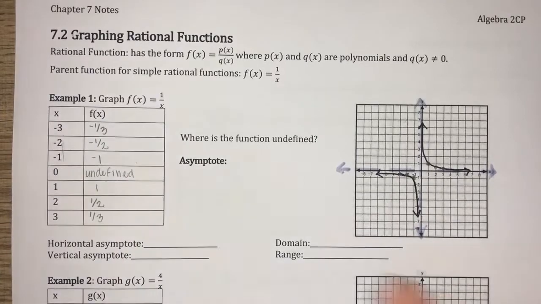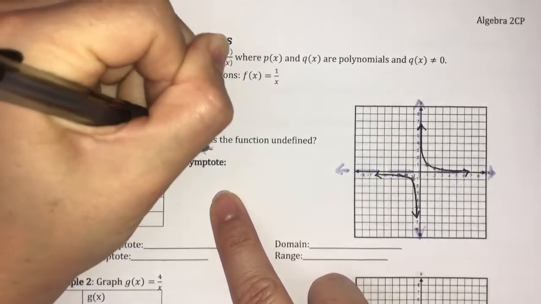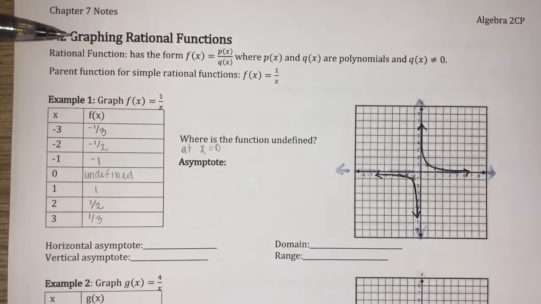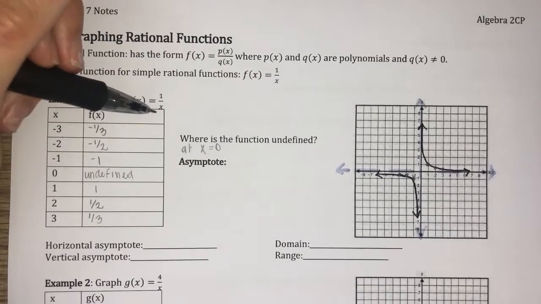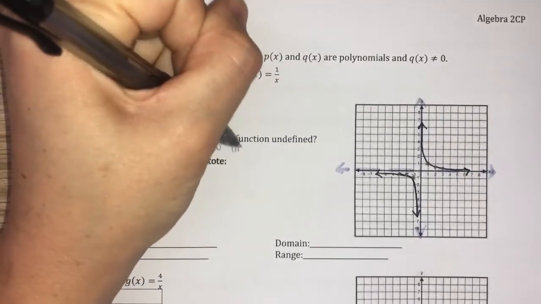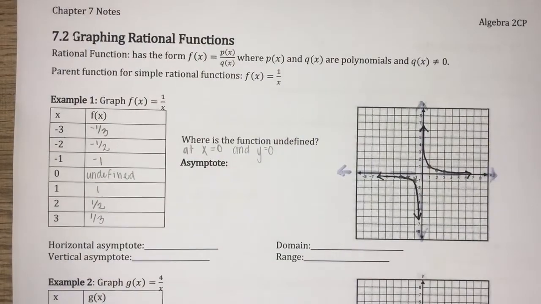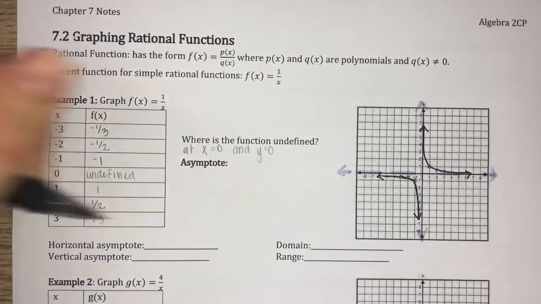So the function is undefined at x equals 0 and also at y equals 0, because there's no way for us to get an output of 0. No matter what x value you put in here, nothing is going to make this fraction become 0. So at x equals 0 and y equals 0, we have asymptotes, and again, an asymptote is a line that the graph gets very close to but never touches.